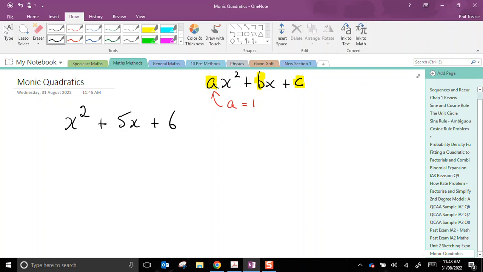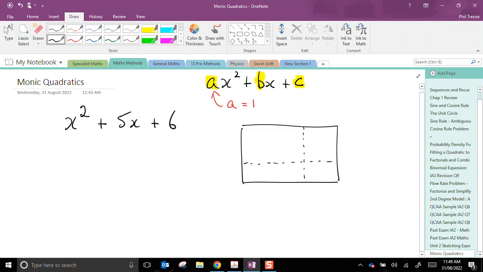Now, we're going to use a diagram here. The diagram is going to be a rectangle, and we're going to split the rectangle into 4 sections. I'm going to represent my product as the area of the rectangle. Now what I have to do, I have to fit the pieces in here. This little bit here is going to be x, and this little bit is going to be x, and the area inside here, x times x, is x squared. That's good. That's the first term.